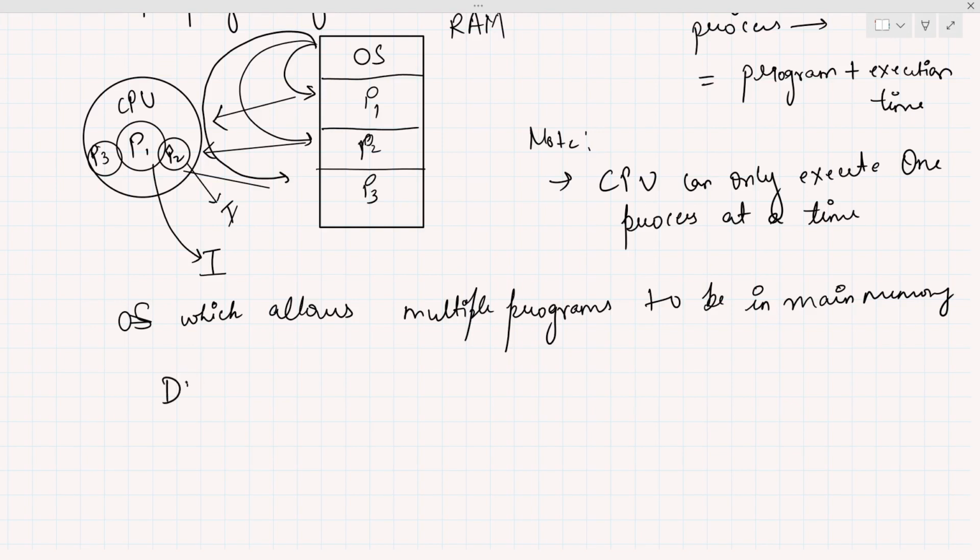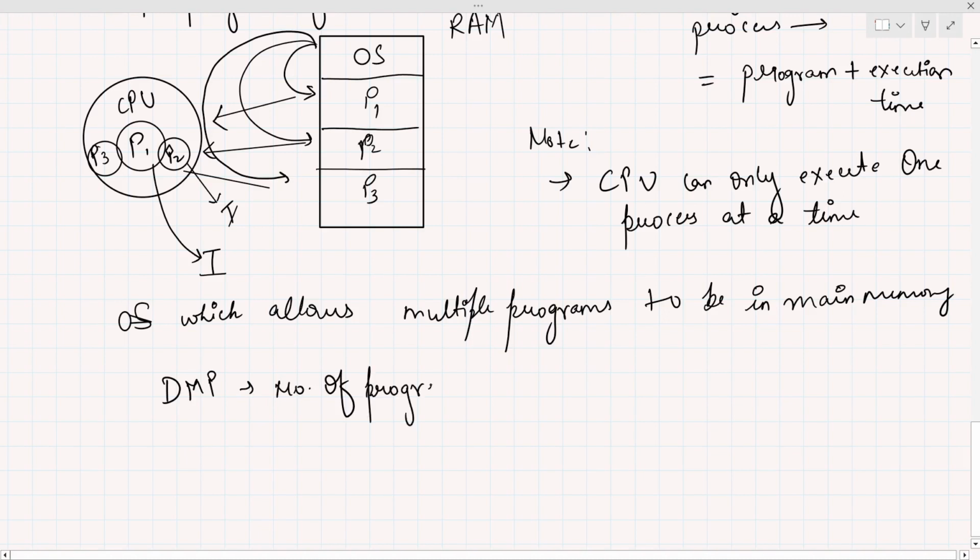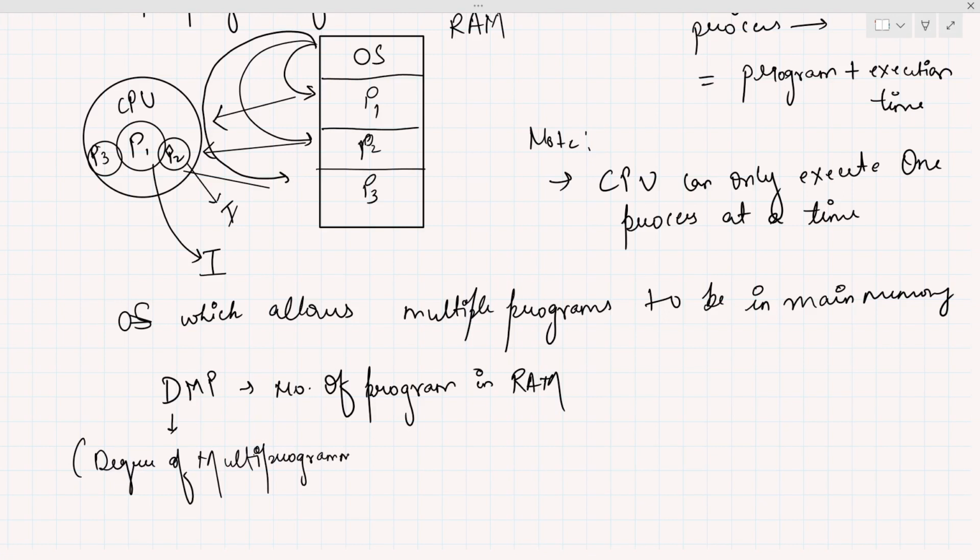I write degree of multi-programming as DMP. So what is it? The number of programs in RAM or main memory is called DMP, degree of multi-programming. What is DMP? Degree of multi-programming. I hope it is clear what the degree of multi-programming is as well.